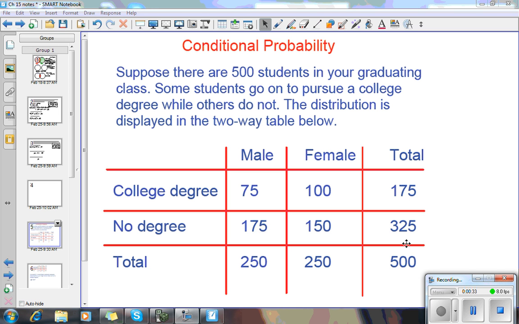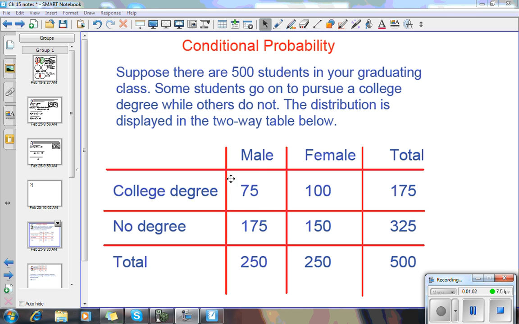So this is saying that out of the 500 graduates, 175 are going to go on to earn their college degree or to go on to pursue a college degree, while 325 do not go on. This is also saying that there were exactly 250 males in the graduating class and 250 females. So these are our marginal distributions. Recall that from Chapter 3 because they are in the margins.